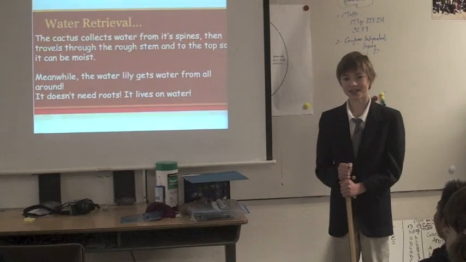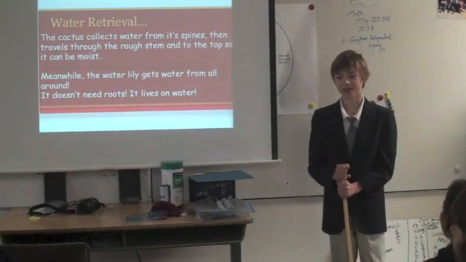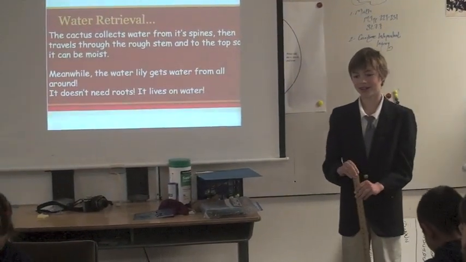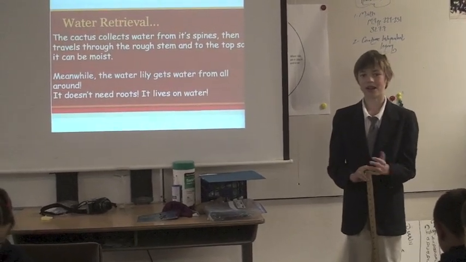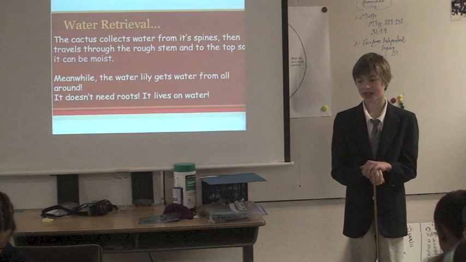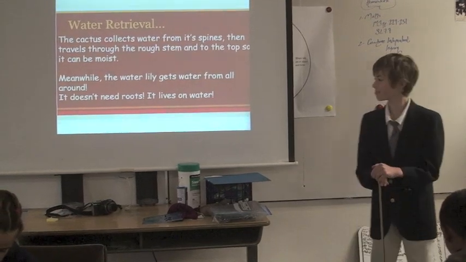The cactus gets its food through its spines, while the water lily, on the other hand, will get its water from all around it because it lives on water. It will take it through its small roots.